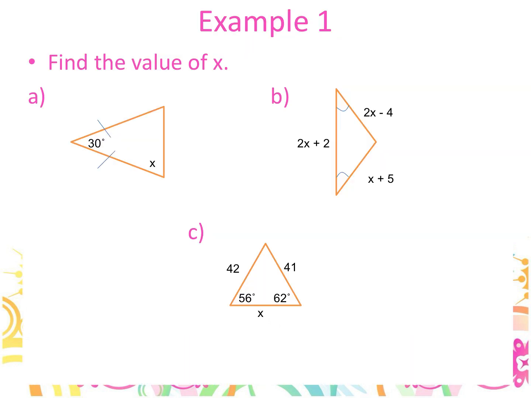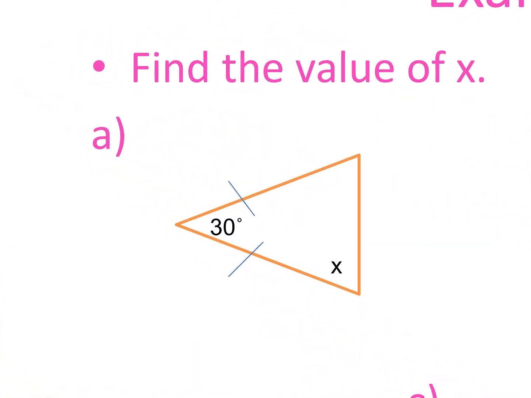All right, looking at these examples, they want us to find the value of x. So looking at this one, can anybody tell me how do you think I would find the value of x? First, look at it. We know that these two sides are congruent, this side right here and this side. How do you think I would find this, Jonah? You would do 180 minus 30 and then divide that by 2.